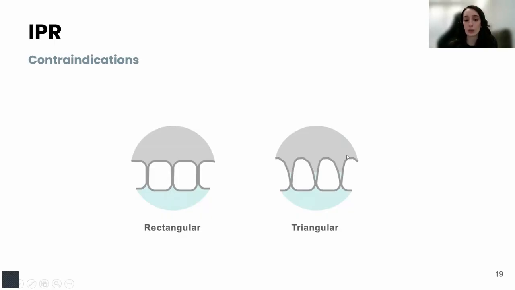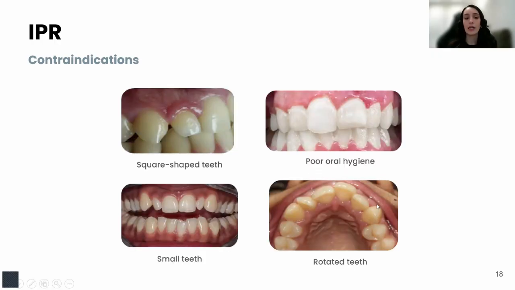Whereas triangular-shaped teeth are easier to have IPR planned for, or are more recommended for IPR, simply because their shape helps in that. If I remove tooth structure from this part, which is the incisal part, I will not also have to remove from its gingival part, and therefore I will be removing less tooth structure. Now, it's not always contraindicated to perform IPR for square-shaped teeth, but in general, we try to avoid it.